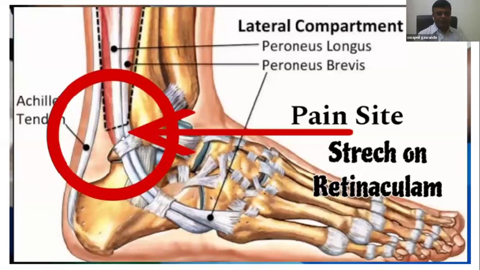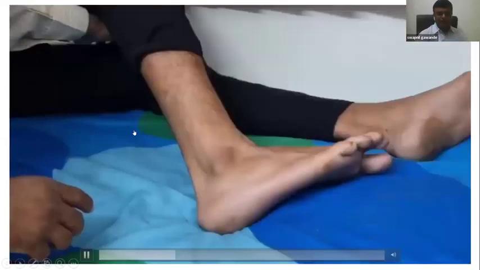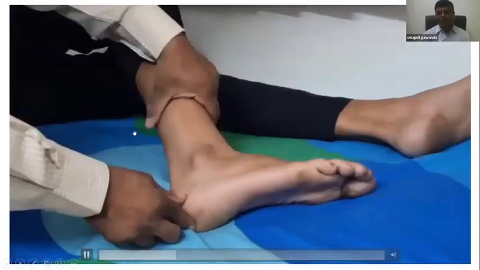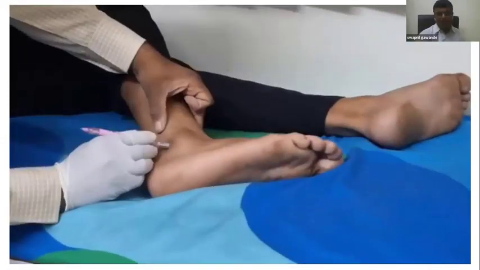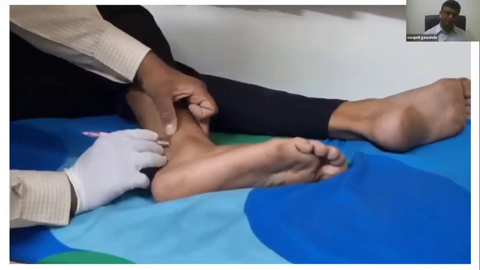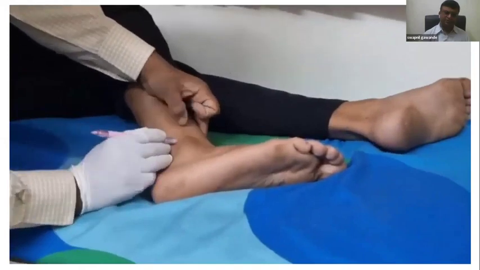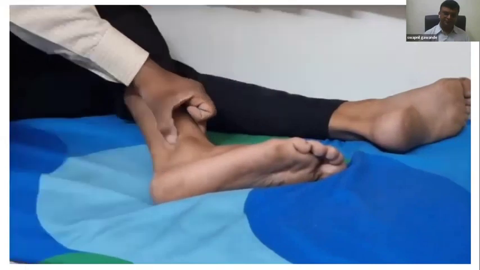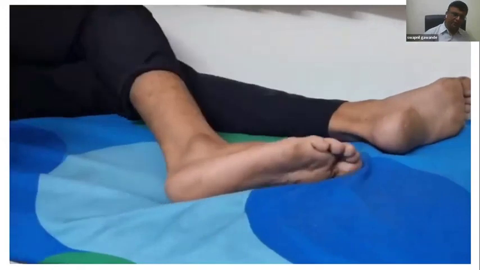So this is peroneus brevis and peroneus longus. I come to the conclusion that the pain is at the peroneus brevis muscle, and there is also a stretch on the retinaculum there. Retinacula are thick bands of fascia, which sometimes may confuse you with ligaments. So I came to know that here is the pain site, in the tendon of the peroneus brevis muscle.